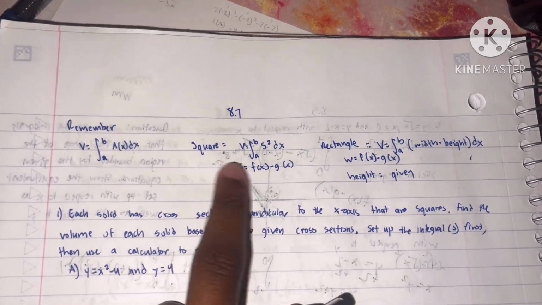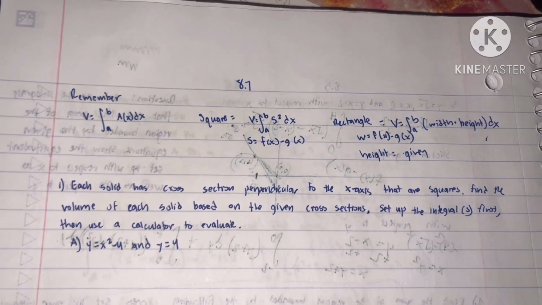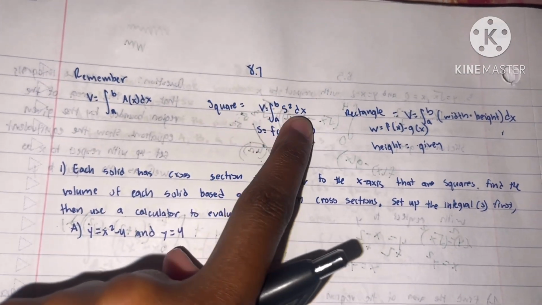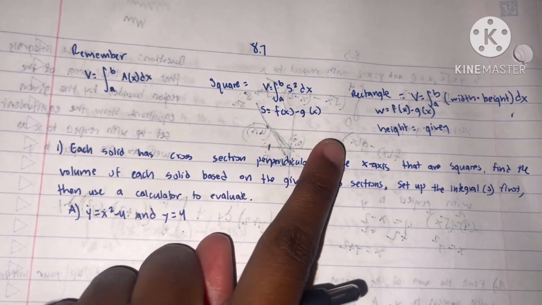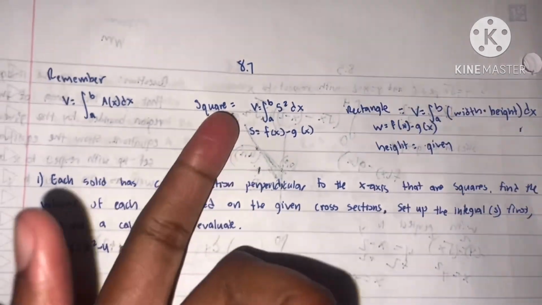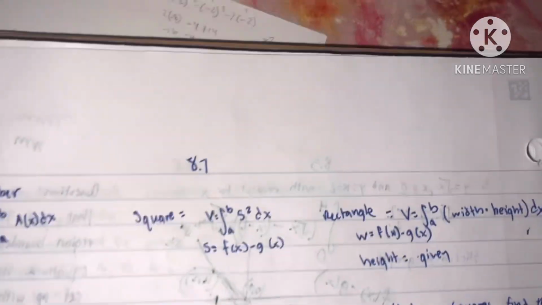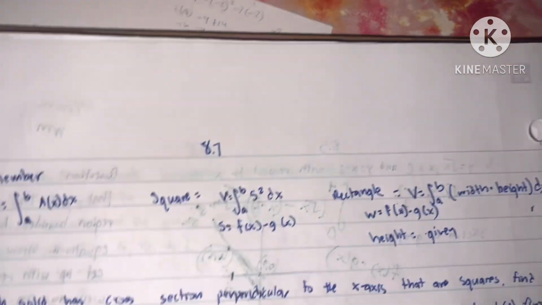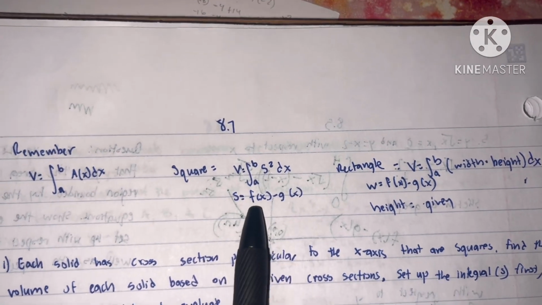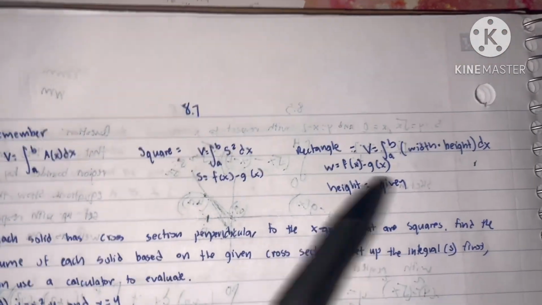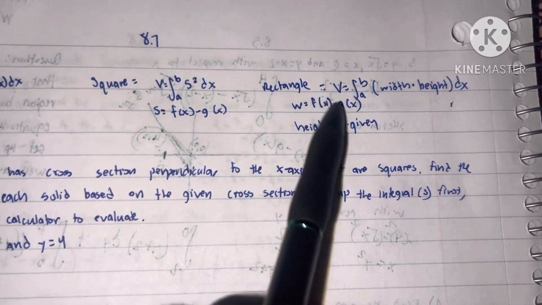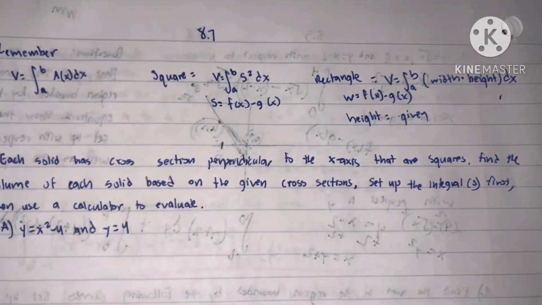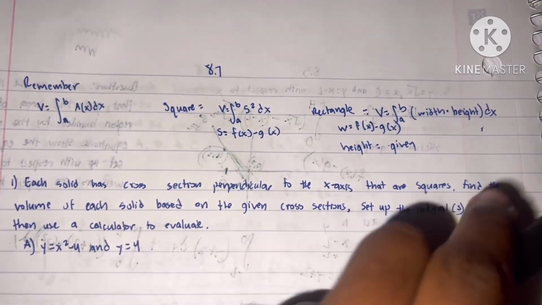So for a square, the volume will be equal to the integral from a to b of s squared with respect to x, and the s just means f of x minus g of x. Anything in this unit that has a letter inside, like the r or the s, they always say f of x minus g of x. And for rectangles, it's basically the same thing, but it'll be width times height. The width will represent f of x minus g of x, and the height will always be given to you, so you don't have to worry about that, with respect to x.